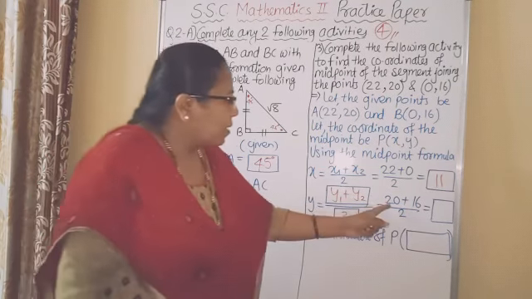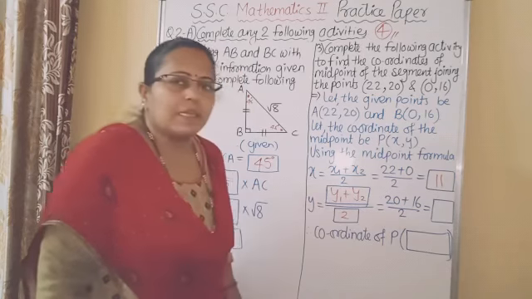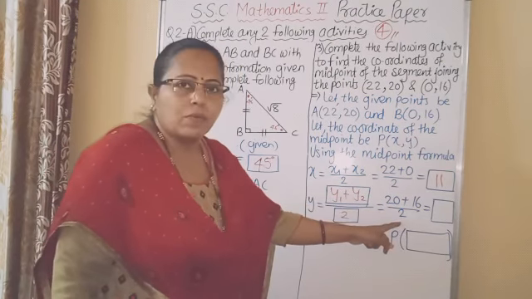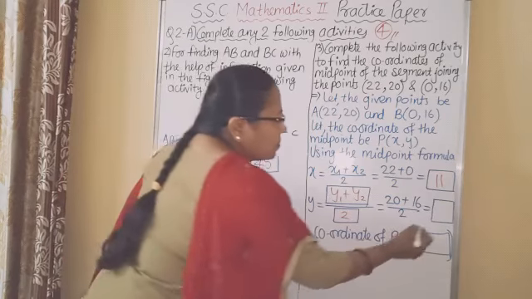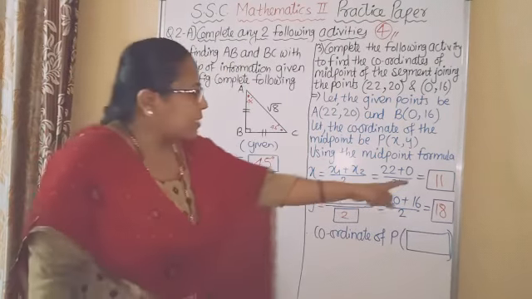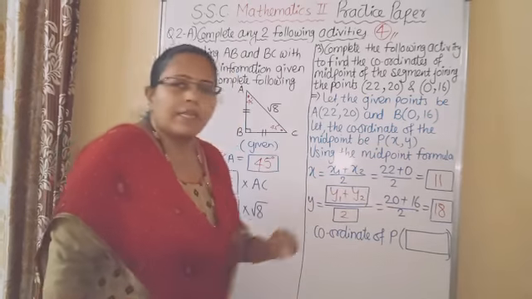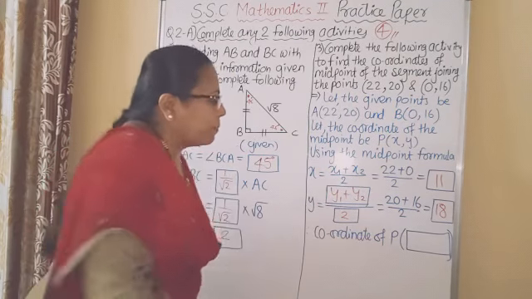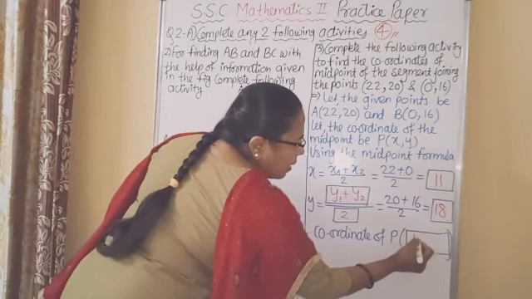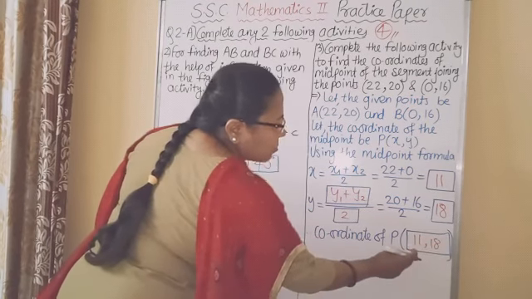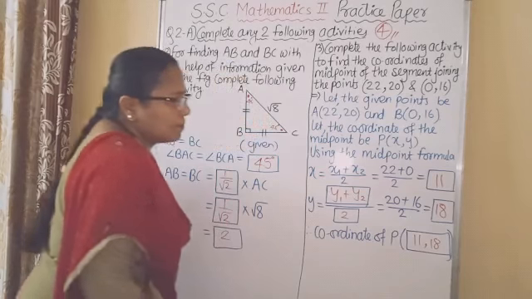Okay. Now add this 20 plus 16, 36. 36 divided by 2, 18. So the y coordinate is 18. So x coordinate 11, y coordinate 18. So therefore the coordinates of point P is (11, 18). First we have to write the x coordinate, then the y coordinate. Followed?